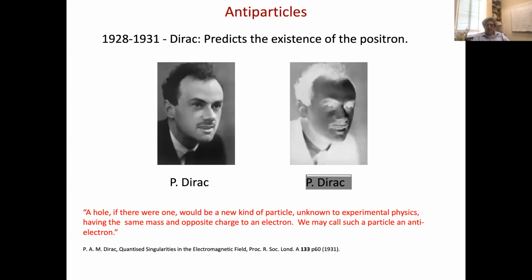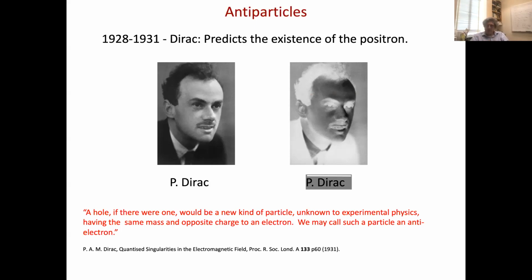Dirac, in 1928 to 1931, wrote papers in which he took the ideas behind quantum mechanics and the ideas behind special relativity. So Schrödinger, Heisenberg, Dirac doing quantum mechanics, and Einstein doing special relativity. He combined those ideas together, and he came up with an equation, appropriately named the Dirac equation.